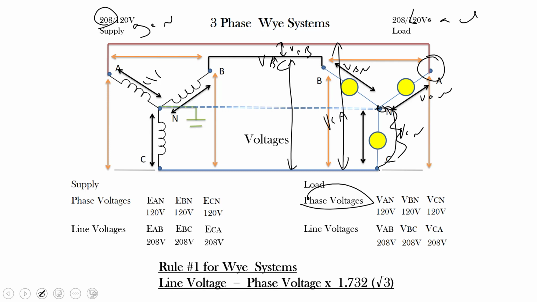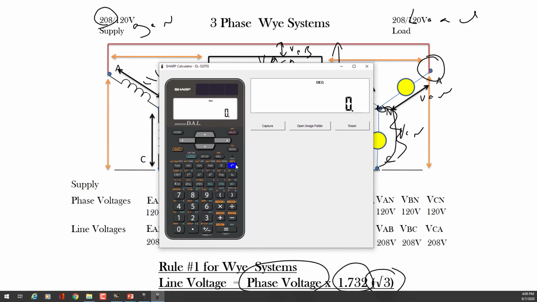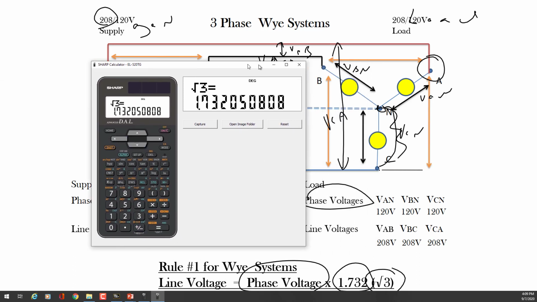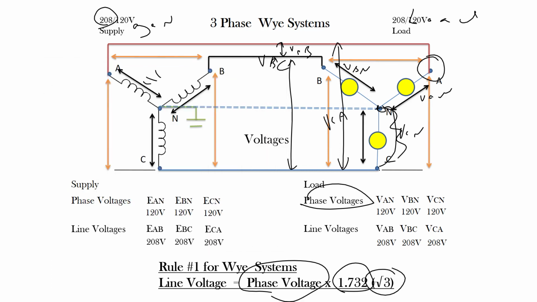Line voltage is going to be equal to phase voltage times 1.732, which is root 3. So if you take your calculator and put in square root of 3, it comes to 1.732. So that's what root 3 is. Okay, so we could use this interchangeably, either 1.732 or square root of 3.